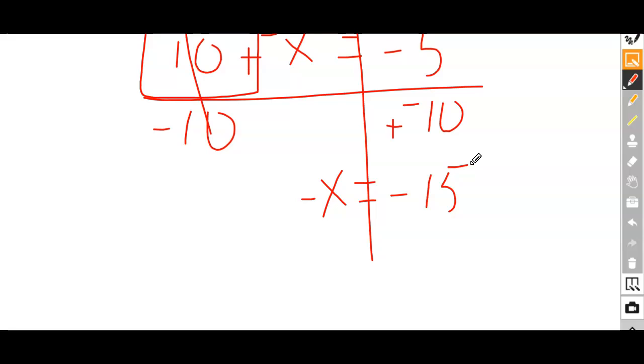So really there's a -1 sitting in front of that x. So it's -1 times x. So technically we should divide both sides by the -1. I say just take that negative and toss it to the other side. Since there's already a negative there, it cancels it out. And positive x then equals +15. Does that make sense? Yes, yes, yes. Hopefully.